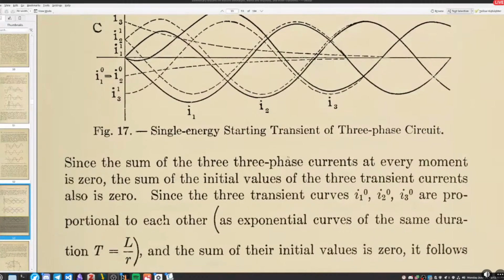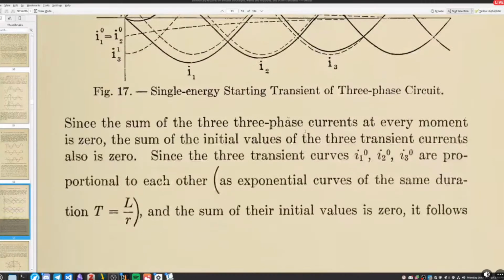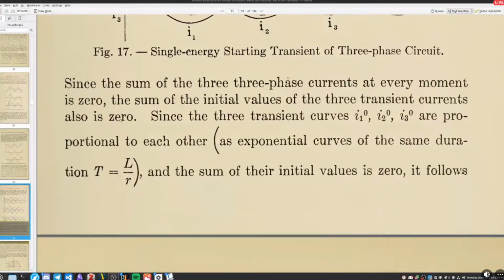Single energy starting transient of the three-phase. And that's Figure 17. Since the sum of the three-phase currents at every moment is 0, the sum of the initial values of the three transient currents is also 0.